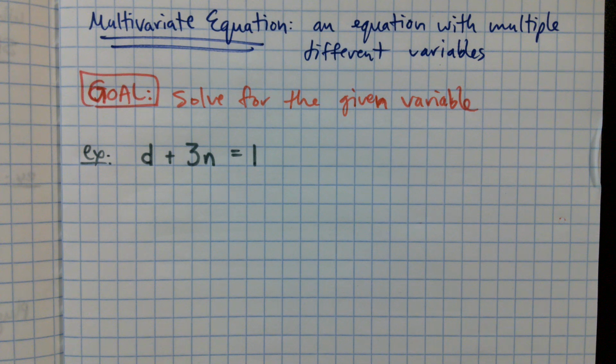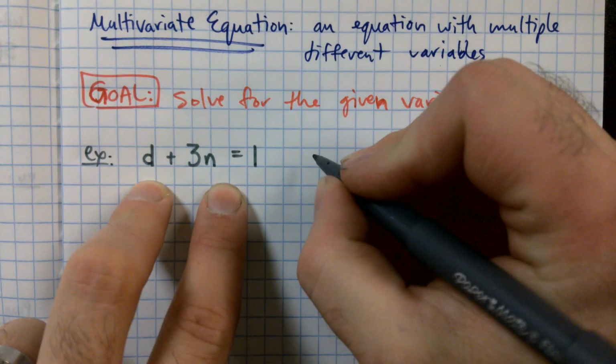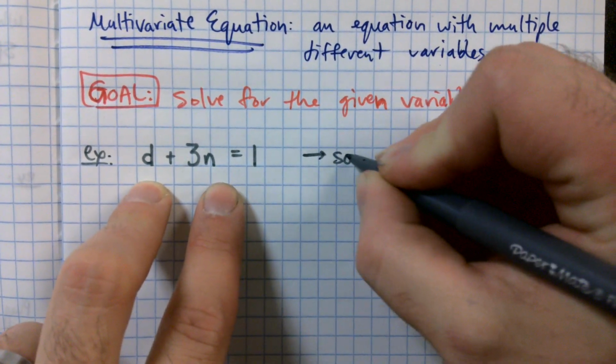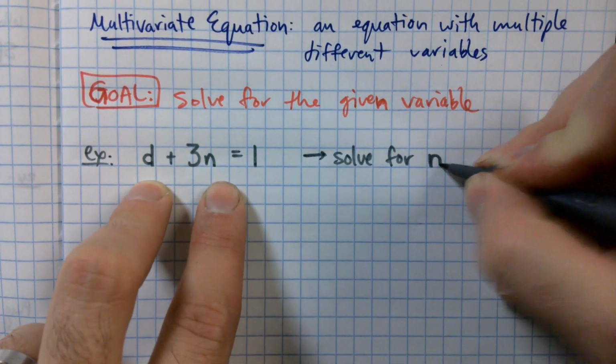Which means the D would be a -2. We'll talk about it in a second. As long as you get a copy down, that's what you should be doing. So D plus 3n equals 1. What are my two variables in that equation? D and n. So you're going to see an equation like this, and you're going to be asked to solve for a specific variable. In this case, we're going to solve for n.